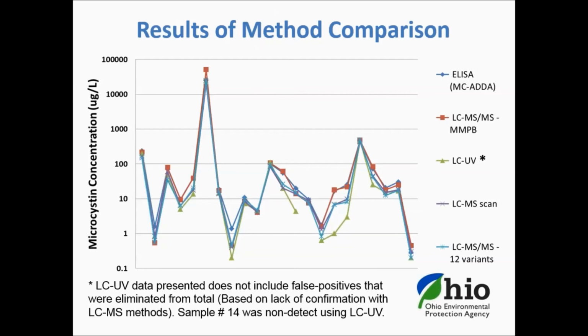This graph shows the results of our method comparison. Only the LC-UV method had one false negative, shown in green, on the slide in the middle. The LC-UV method also had several false positives for microcystin LF and LW, which are not depicted on this graph, mainly because the reporting lab felt it could not report data that the MS results confirmed were not accurate. Next slide.